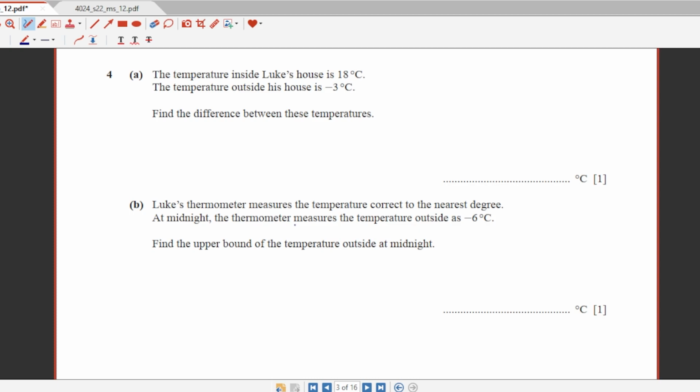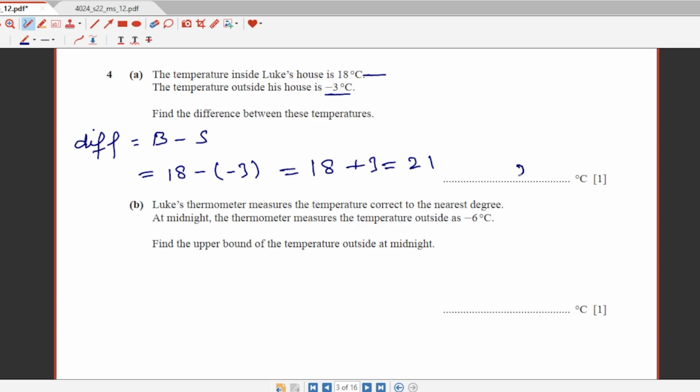Question number 4. The temperature inside Luke's house is 18 Celsius and the temperature outside his house is minus 3 Celsius. There are two temperatures. Find the difference. How to find the difference between two values? The rule is bigger minus smaller equals difference. Here the bigger value is 18 and the smaller value is minus 3. The answer should be 18 minus minus 3, which is plus 3, so 21. Answer is 21.